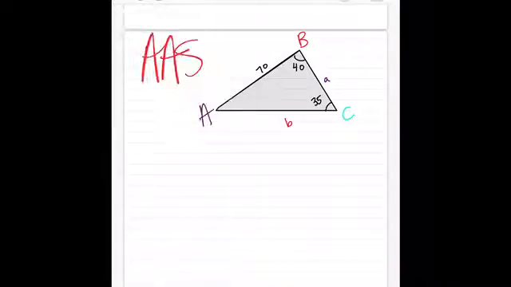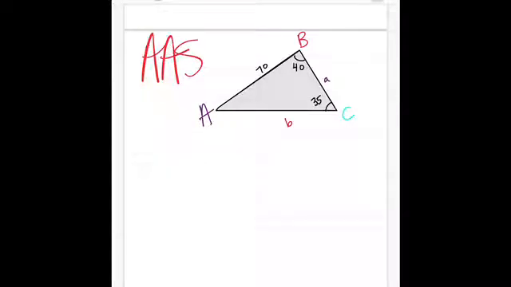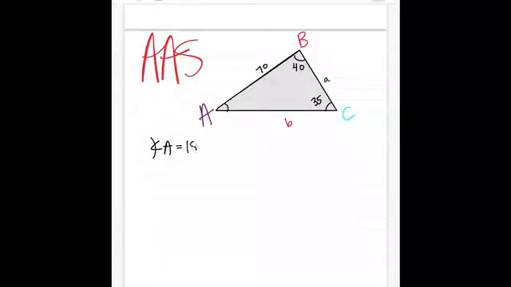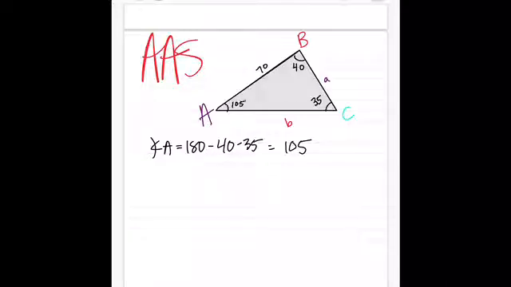Okay, so let's go ahead and solve for the angle here, angle A. So angle A is equal to 180 minus 40 minus 35. So I think that's 105. 180 minus 40 minus 35, 105. Okay. So this is 105.